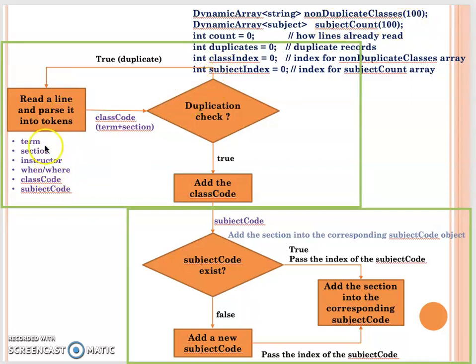Then you will see the first thing is, after we parse the data, how should we do the duplicate check? After you do the duplicate check, your duplicate check is the new line you read, your class code. You want to compare each element in your non-duplicate class array. So here, if they find out they have that duplicate class code, then you see that's true, right? Sorry, this one should be false.